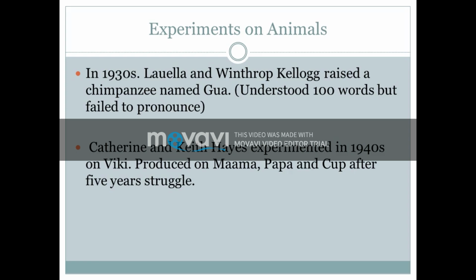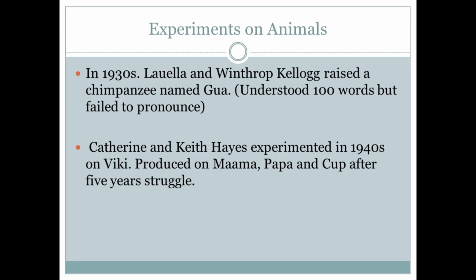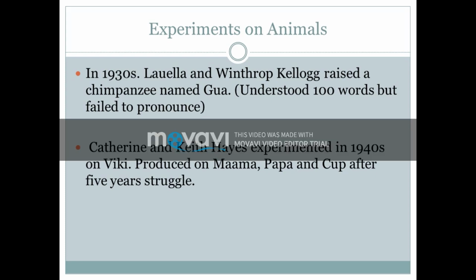Then a conclusion was drawn that animals do not have any innate capacity, or their physical features are not built in a way that they can produce sounds or words like human children. So a second experiment was made by Catherine and Keith Hayes in the 1940s on another chimpanzee.